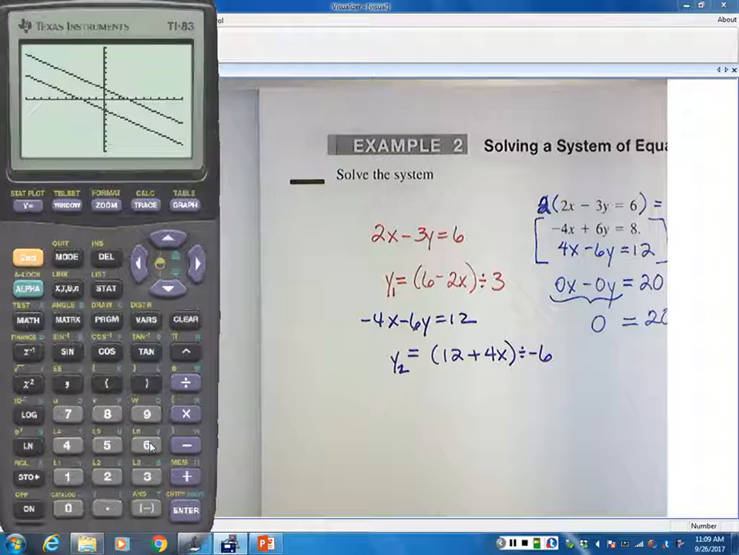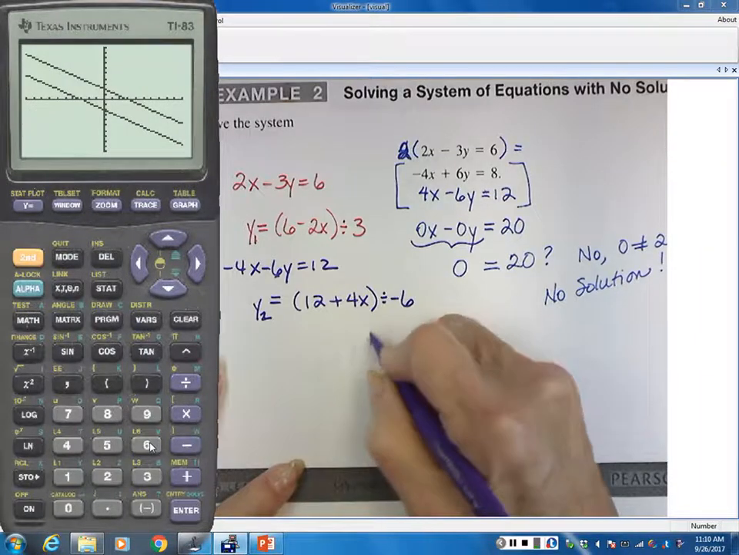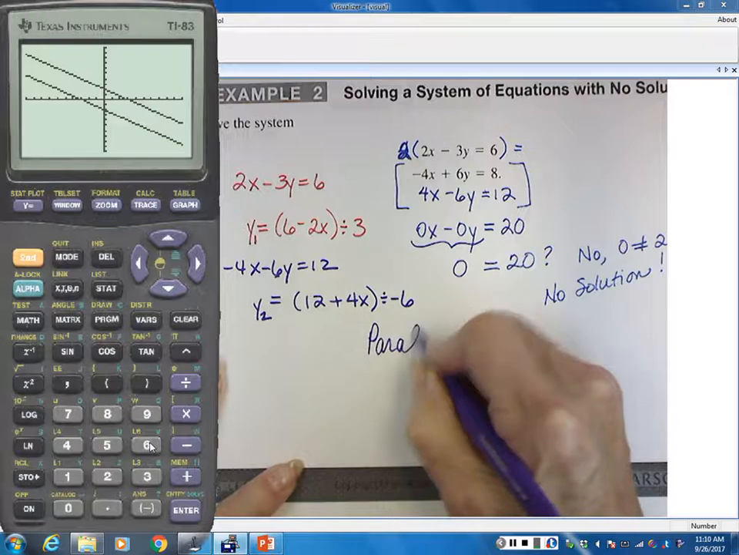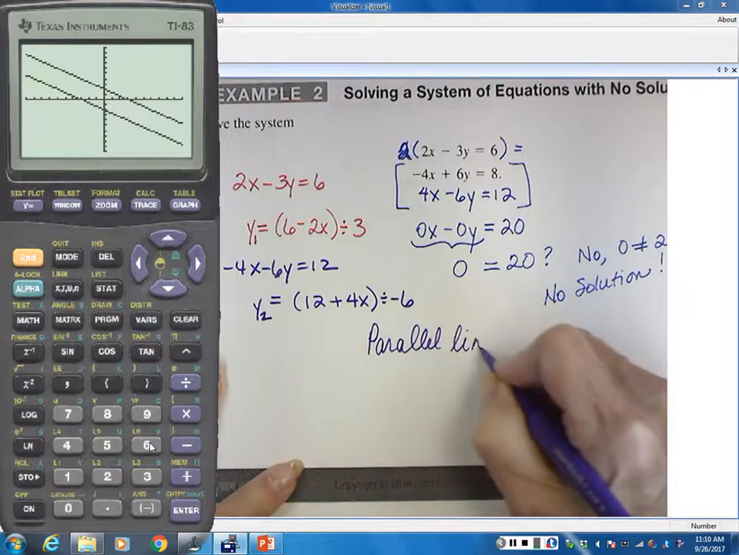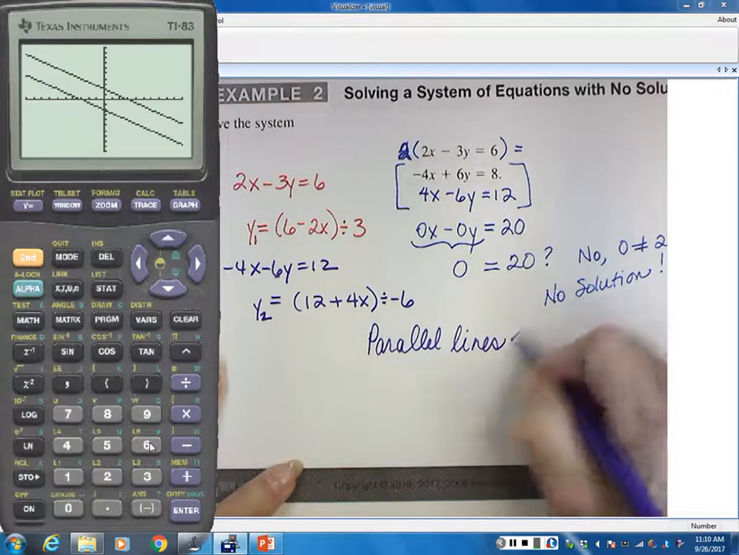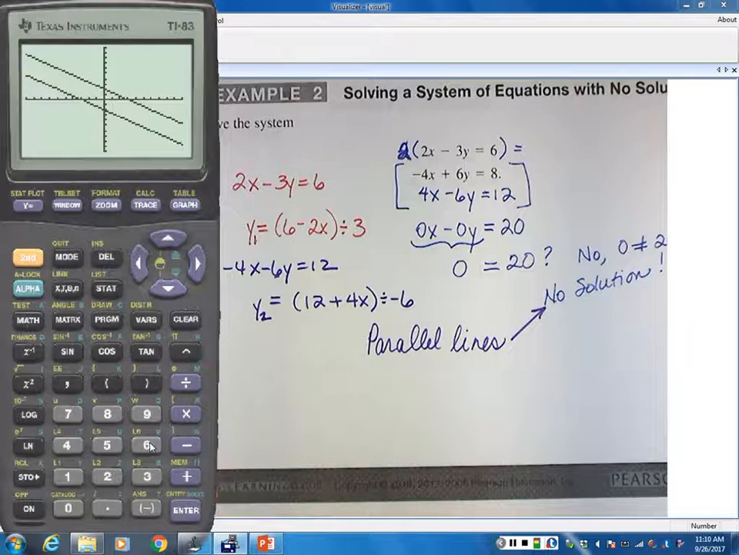Are those lines ever going to cross? Nope. So are they ever going to have a point in common? No, because they have to cross to have a point in common. So since they're parallel lines, we still have no solution. Okay? They have no points in common.